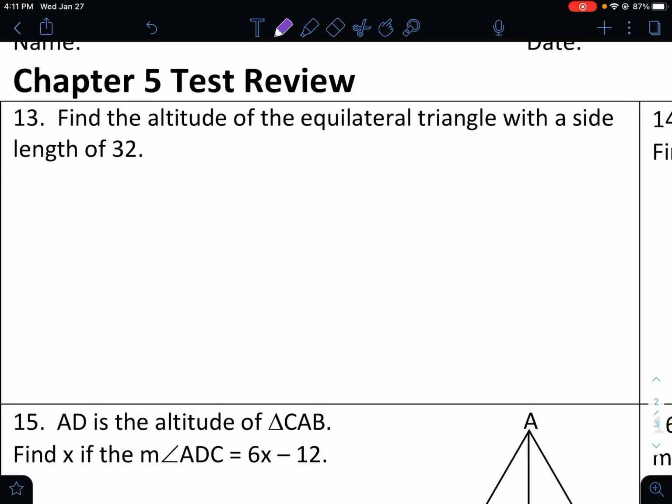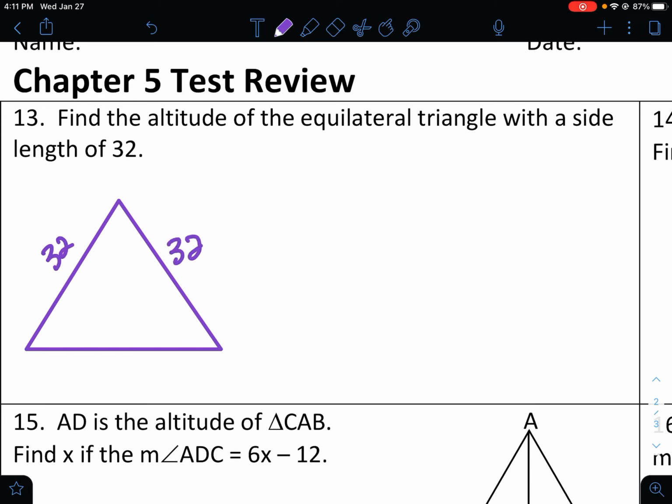All right, number 13, find the altitude of an equilateral triangle with a side length of 32. This is just like 11 and 12. So we got 32 here, a 32 here, draw my altitude, and half of 32 is just 16. So I'm just going to go ahead and put 16 and 16 there, because don't forget it all has to equal 32. They both have to add up to 32.